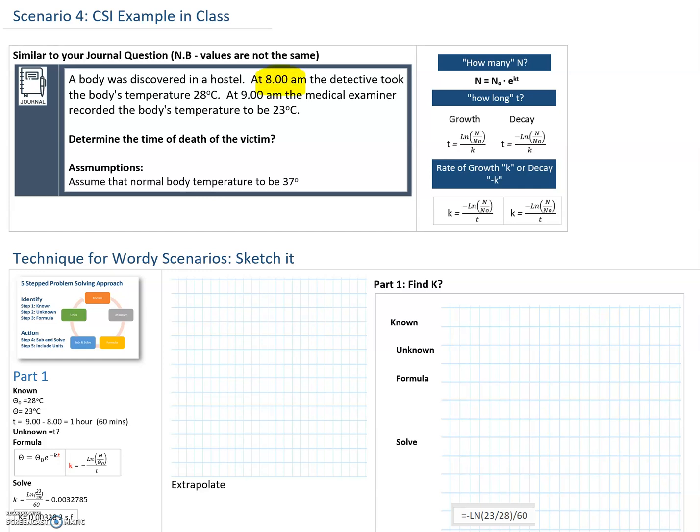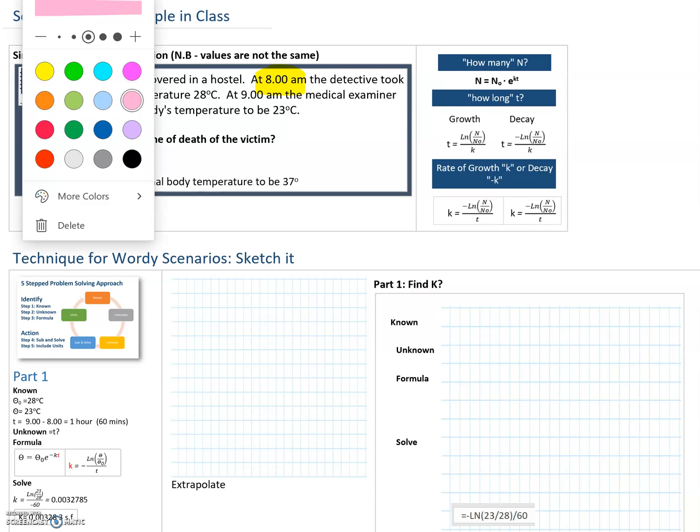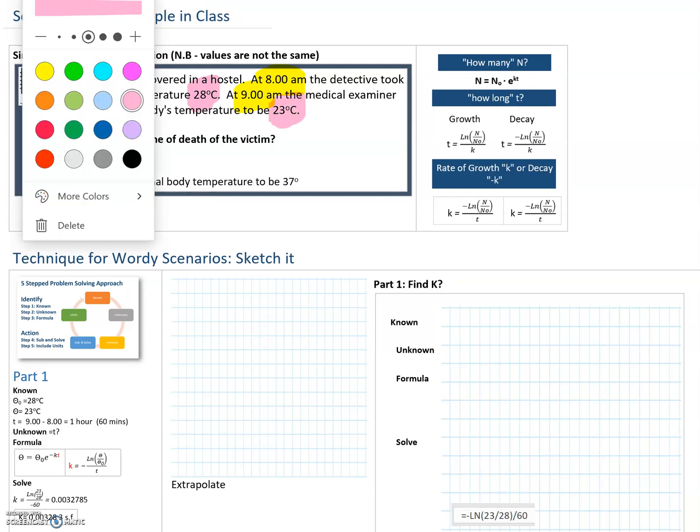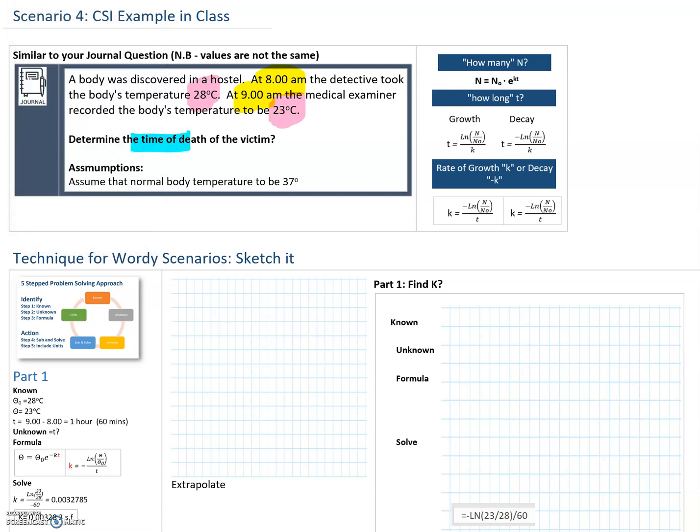at 8 a.m. by a detective. And we know that the temperature of the body at this time was 28 degrees Celsius. And then an hour later, or 60 minutes later, a medical examiner came into the room and recorded the temperature to be 23 degrees Celsius here. What we're interested in is finding out what time the victim died.